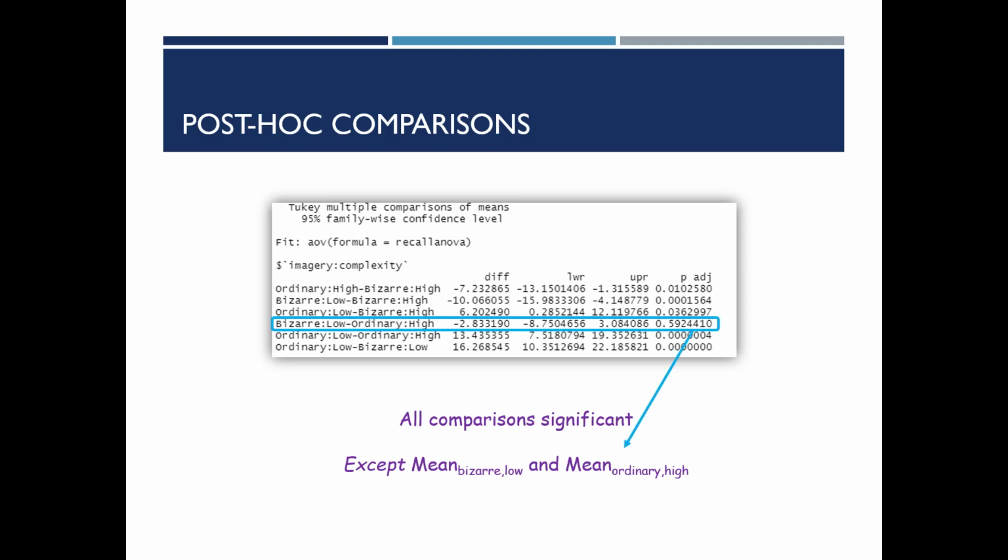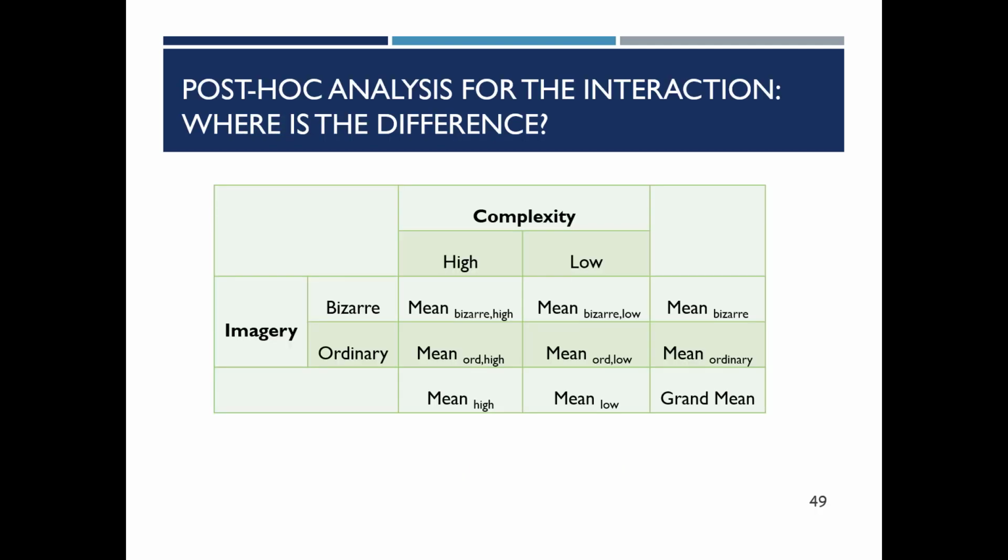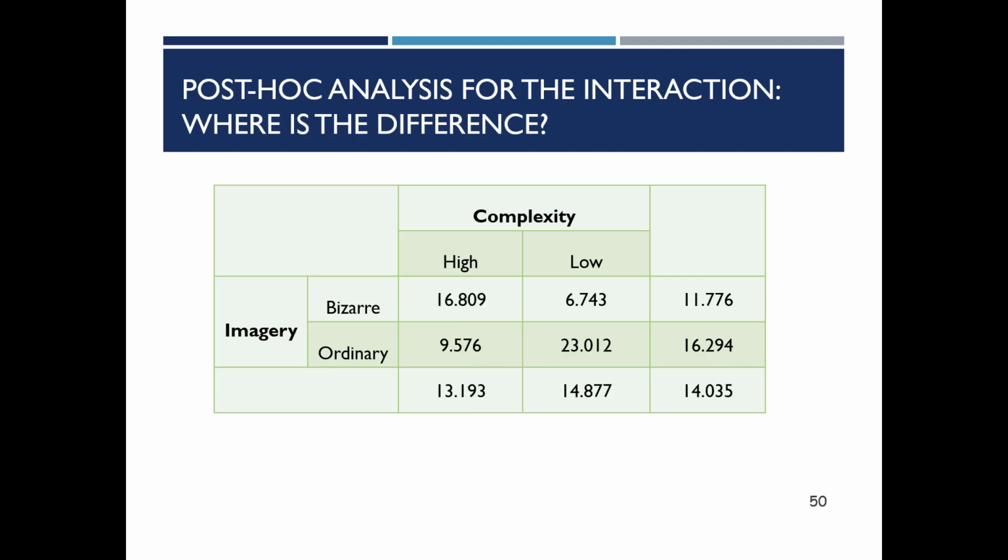So the mean for those folks in the bizarre low condition, and then the mean for those people that are in the ordinary high condition. And so going back to the 2x2 grid, what it's saying is that these two means are not different. And so looking at the numbers, what we found was that these two are not significantly different from one another. And eyeballing these means, I suppose that's not that surprising because those are the means that are the closest together, whereas the other means appear to have more distance from one another, and they appear to be significant differences according to Tukey HSD.